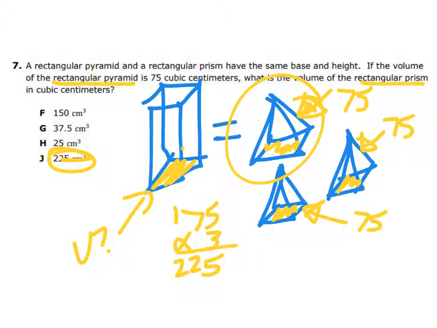Very, very common mistake. What I saw was a lot of you guys were taking 75 and dividing it by 3 because you thought 75 was here. Now remember, 75 is the pyramids, okay, not the prism. So if you need to make corrections on that one, and then move on to the next question.